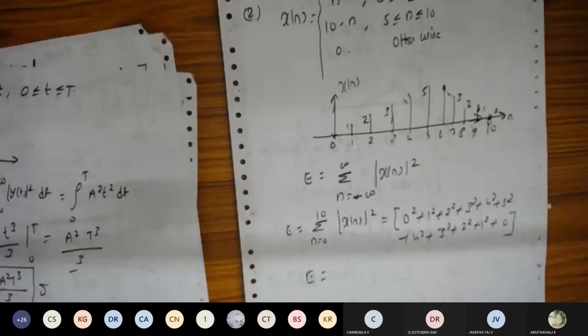It's a periodic signal, so it will be a power signal. Let's find out the fundamental periodicity.